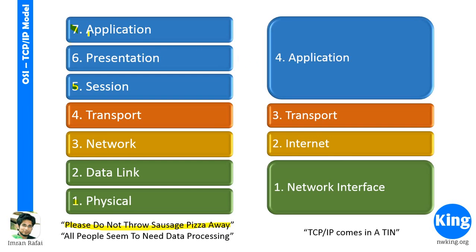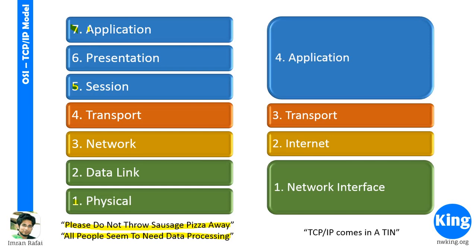So if you want to remember it from top to bottom, then you have another mnemonic which says all people seem to need data processing. Well, it's up to you. You can do it the way you like it, as long as you remember that physical layer is layer 1 and application layer is layer 7.